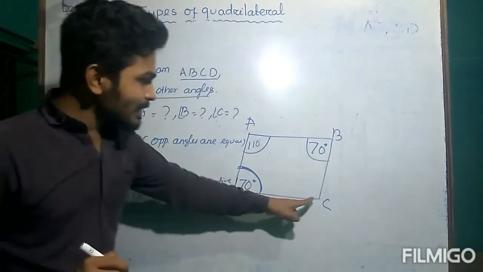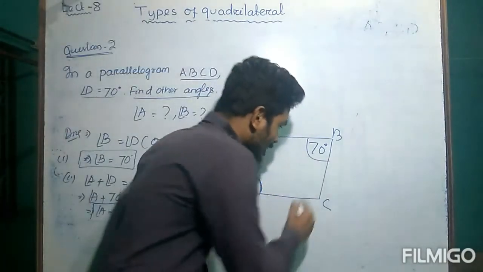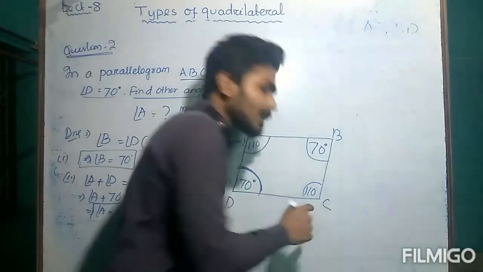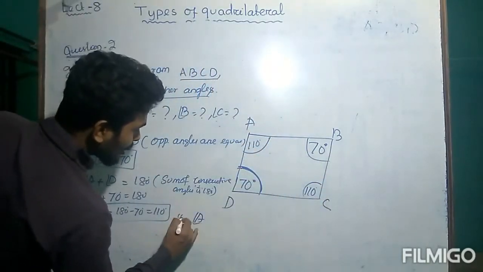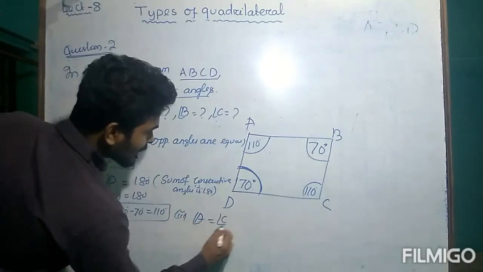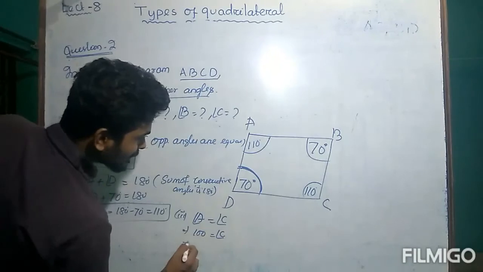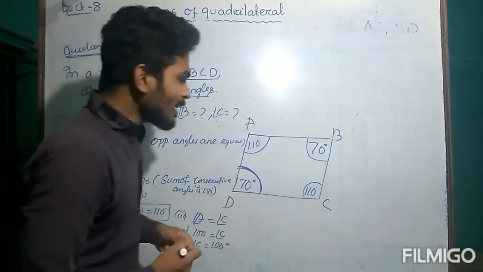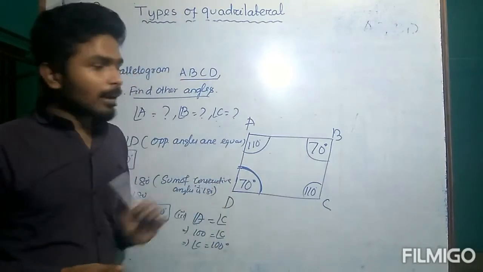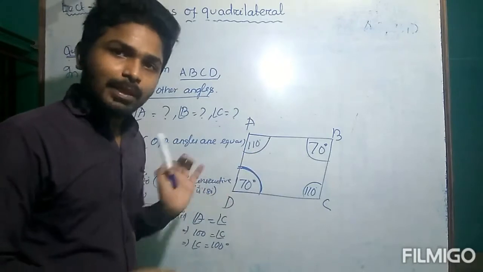Angle C can be easily found. We know the value of angle A, so the value of angle C is the same. Why? Because they are opposite angles. So angle A is equal to angle C. Angle A is 110, so angle C is equal to 110 degree. Hence angle C is 110 degree. Okay, by using the properties of parallelogram, we find the different angles except D.